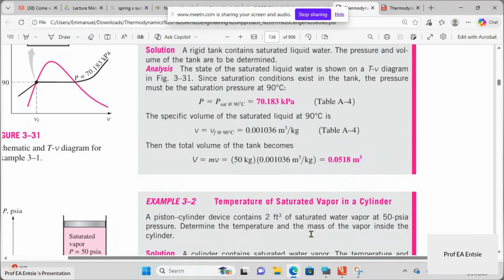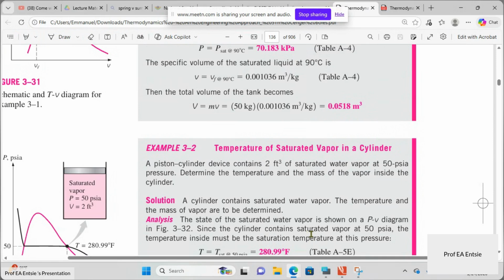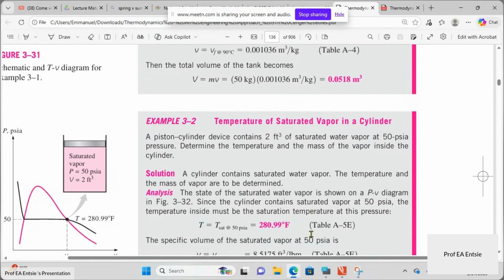So they've given you the pressure. This time they've given you the pressure. At a given pressure, the temperature of a pure substance to change in phase is known as what? Saturated temperature. So the temperature they are asking you here is Tsat. So you find Tsat at that given pressure, which is 50 psia, from the property table. This is the answer you get.